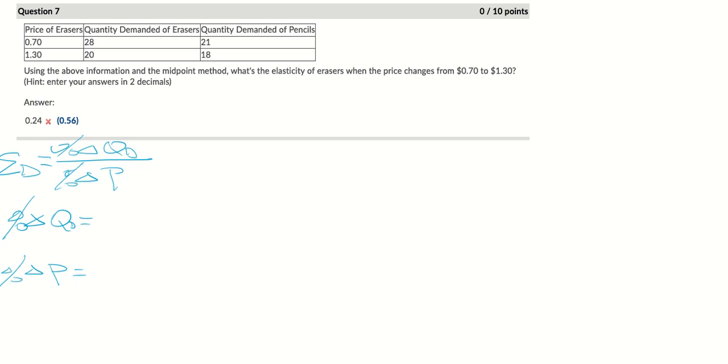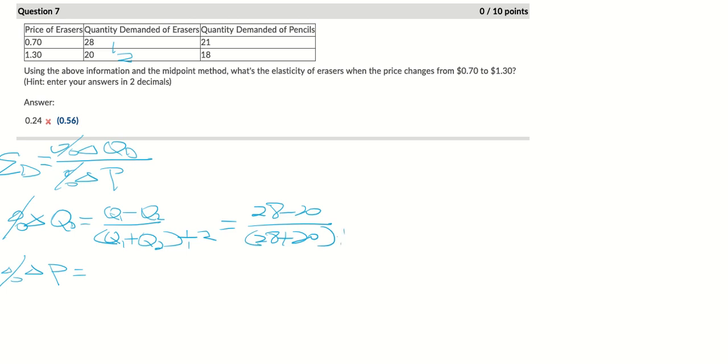Okay, so the percentage change in quantity would be the difference between 2 points, so Q1 minus Q2, divided by the average between 2 points, so Q1 plus Q2, and then divided by 2 because it's the average. For Q1 and Q2, we have our quantity for erasers here. So let's say this is Q1 and this is Q2. So we're going to do 28 minus 20 divided by 28 plus 20 and divided by 2.